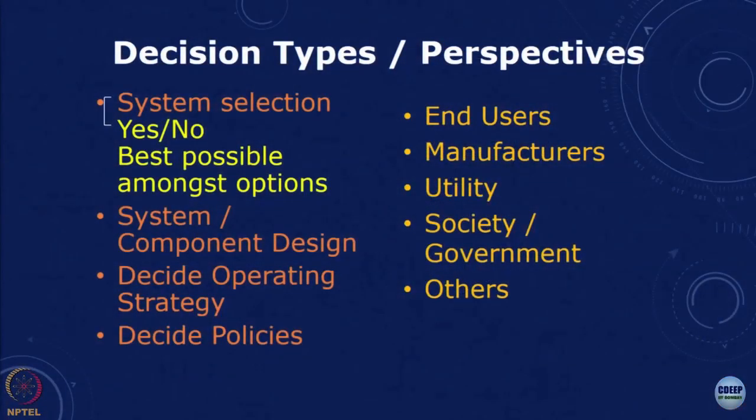So whenever we are looking at the types of decisions, we saw this earlier, where we are looking at either a yes-no kind of decision or a best possible decision amongst options. That is for system selection. We may also be choosing, designing the system or the component for an existing system. We may decide an operating strategy and we may decide policies. And these are the types of decisions. And when we look at perspectives, we can look at it from the perspective of an end user, the manufacturer, utility, society, government, and others.